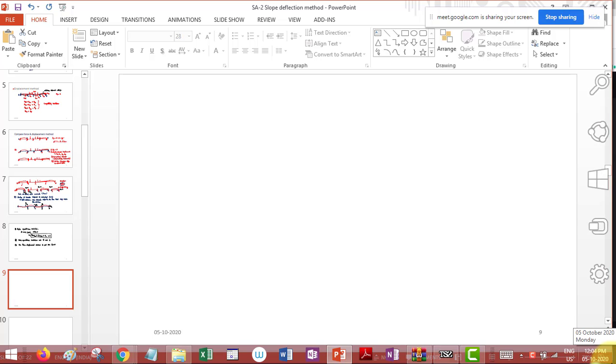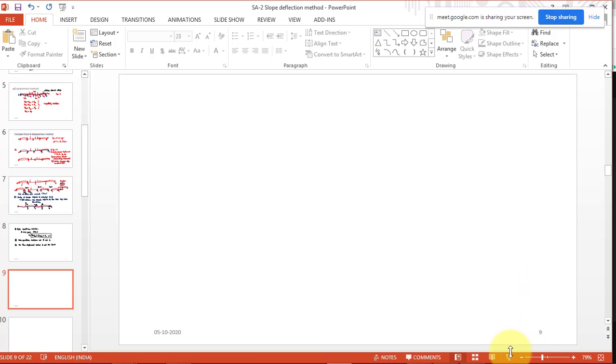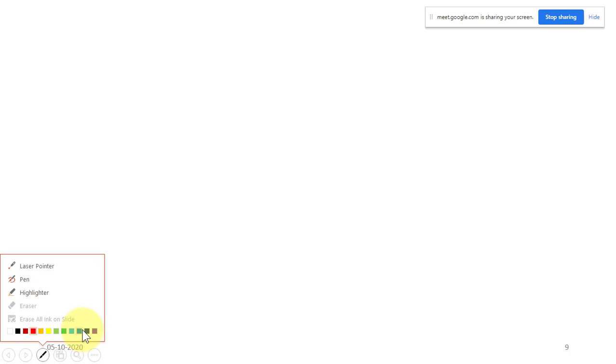So next we will be discussing the slope deflection method. So this is basically a displacement method. Okay. So the slope deflection method, it is coming under the displacement method of analysis.